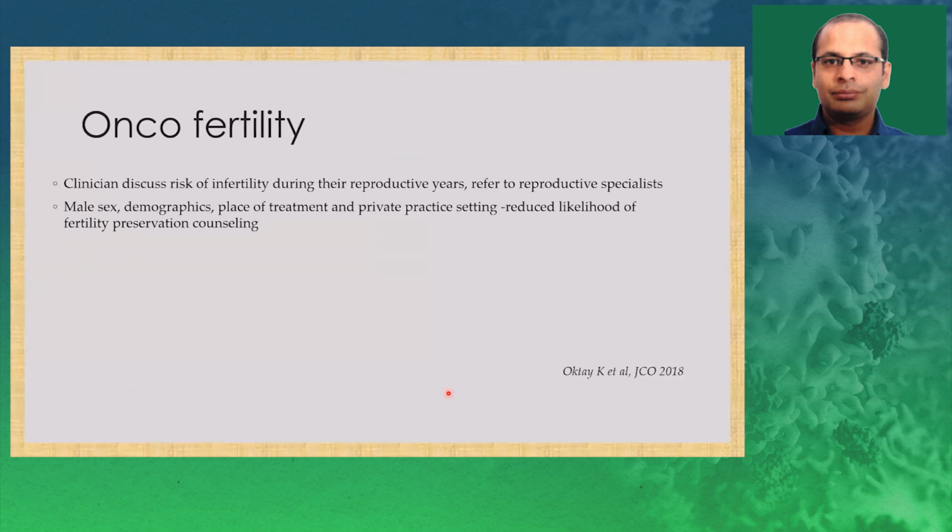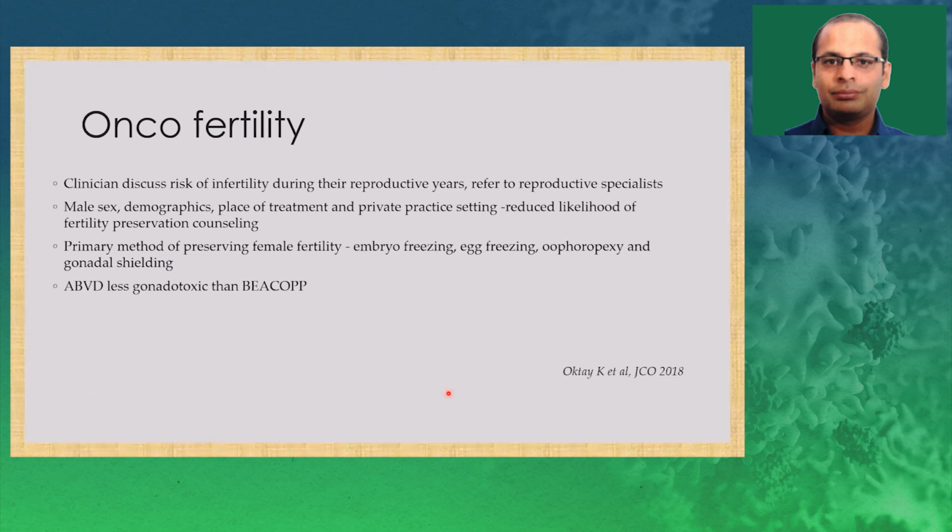Last few slides. So fertility is an important issue. These need to be discussed at the time of diagnosis and planning of therapy. There are certain elements which have been shown to have reduced likelihood of fertility preservation counseling. The primary methods of preserving fertility in females are embryo freezing, egg freezing, oophorectomy, and gonadal shielding, not very commonly available in India. Just remember that ABVD is less gonadotoxic than BEACOPP.